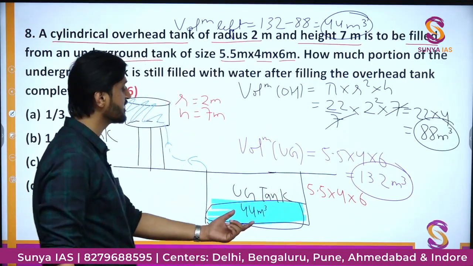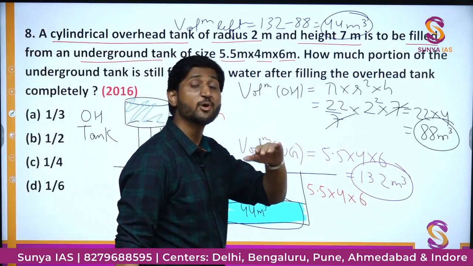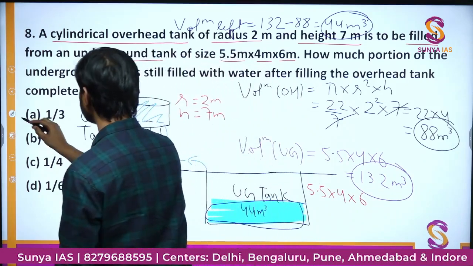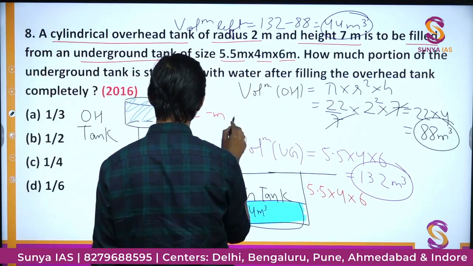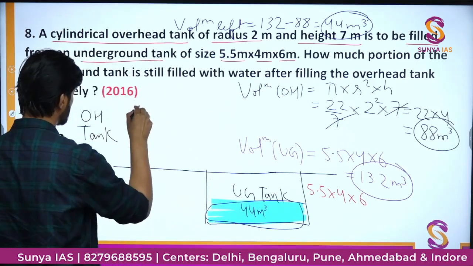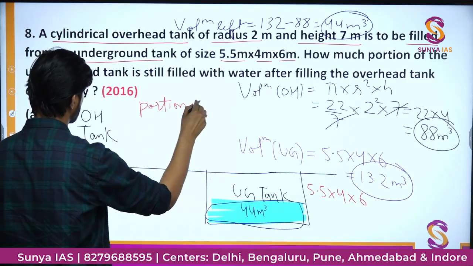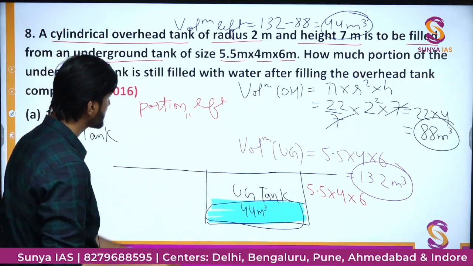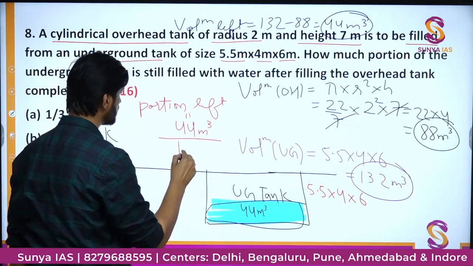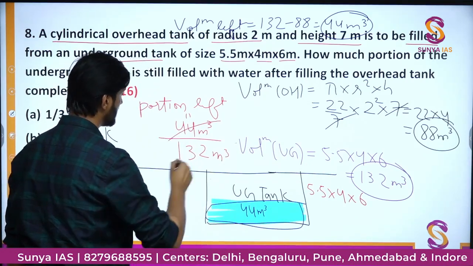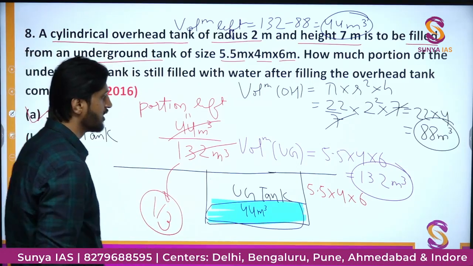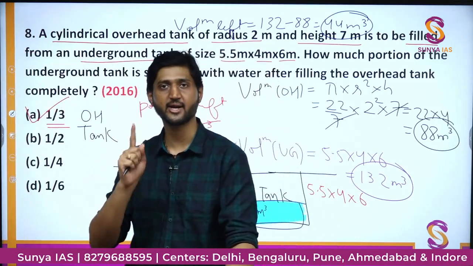So now it is not asking it in terms of meter cubes, it is asking how much portion is left and it is asking in terms of a fraction, as you can see. So we'll just find the fraction and that fraction will be simply, just let me write it here. So here we can see the portion left will be the amount which is left, which is 44 meter cube, divided by the total volume, that is 132 meter cube. Then we cancel out, and I think you will be left with 1/3. So option number A, that is 1/3 portion will be left, would be the correct answer in this case.